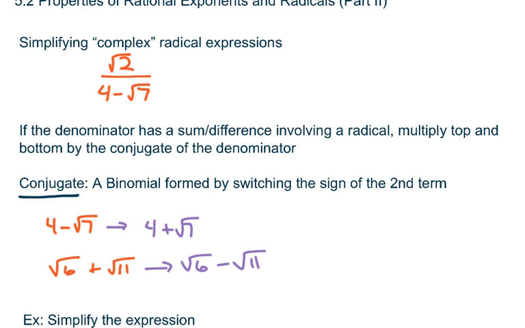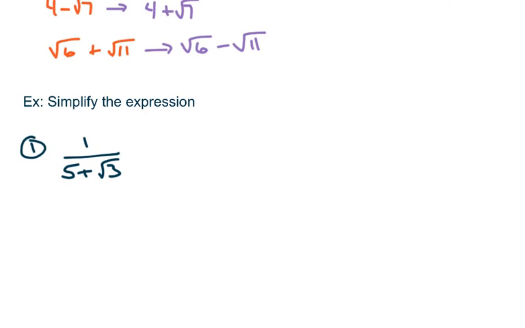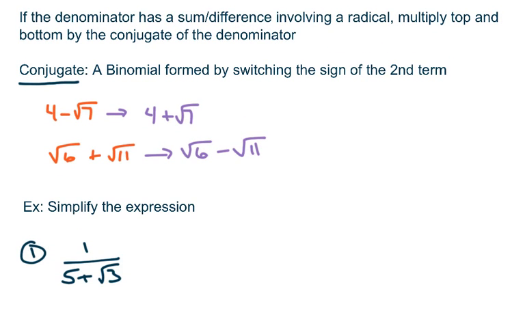Now, when we simplify these expressions, it might get a little hairy. It's going to take a little bit of time. It's not going to be super quick, but it's not super difficult either. So let's take a look at this first example, 1 over 5 plus the square root of 3. What the note says to do is take the top and the bottom of the fraction and multiply by the conjugate of the denominator. So we need to multiply this fraction by another fraction. 5 plus the square root of 3, the conjugate of that would be 5 minus the square root of 3. And we're going to do it on both the top and bottom of this fraction.